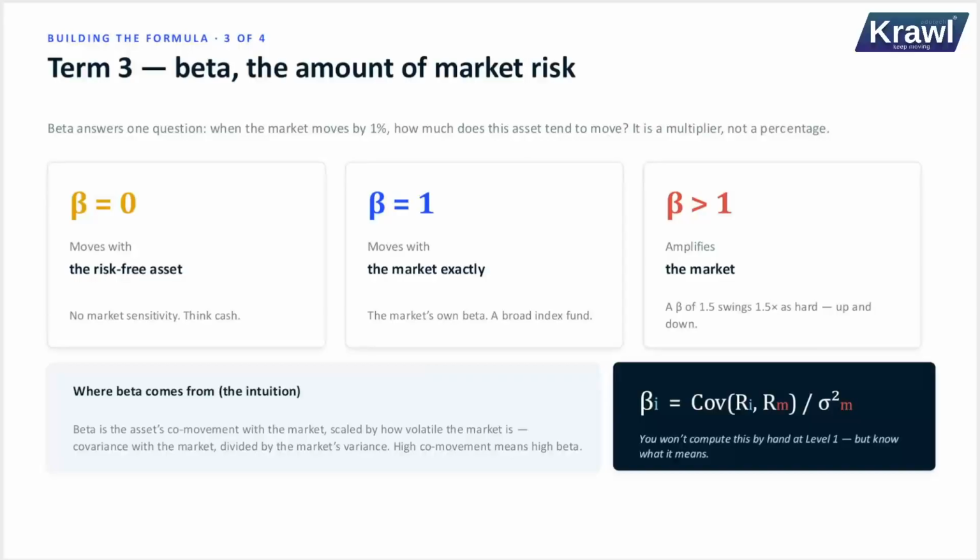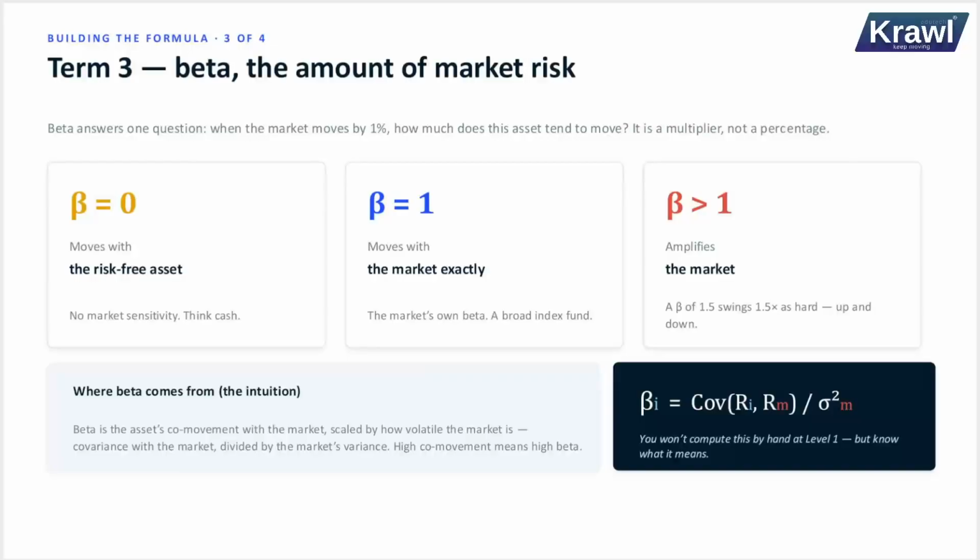And let us look at this. Let us evaluate this using three examples. Beta is equal to 0, beta is equal to 1, and beta could be greater than 1. So when beta is equal to 0, it does not move with the market. It is a risk-free asset, no market sensitivity. It's like cash. When beta is equal to 1, it moves with the market exactly, note for note.